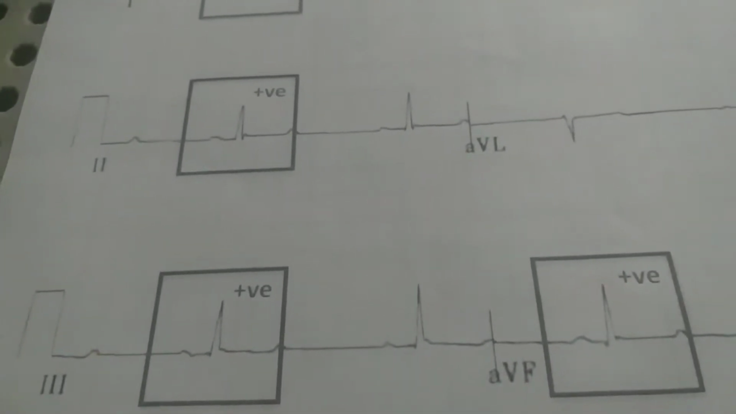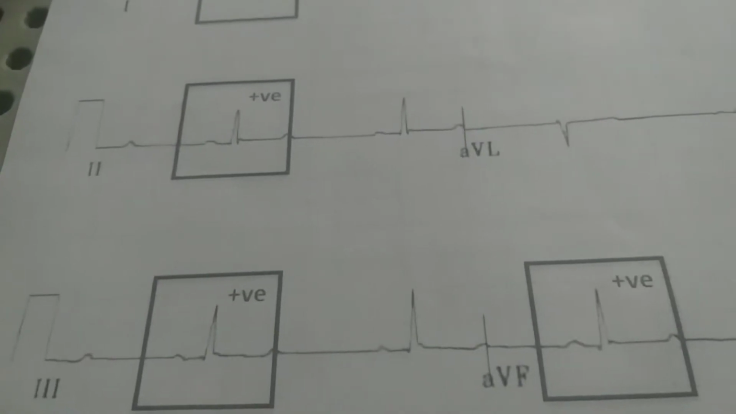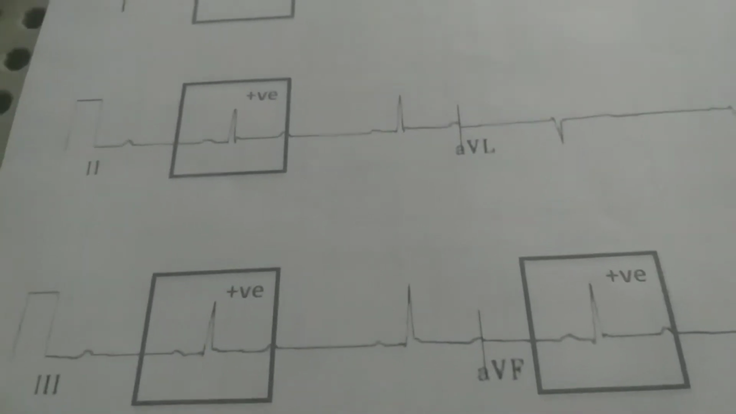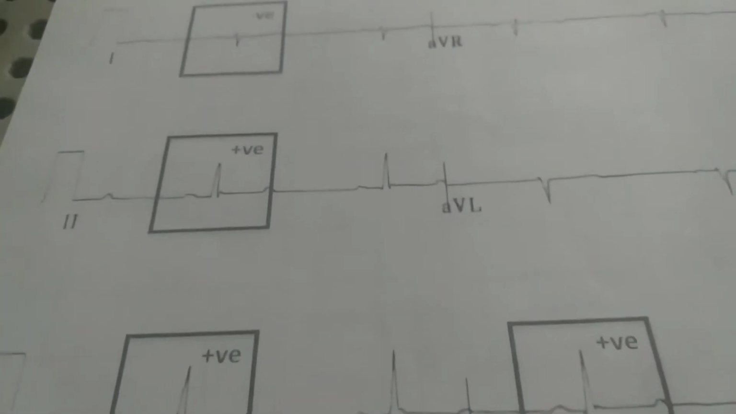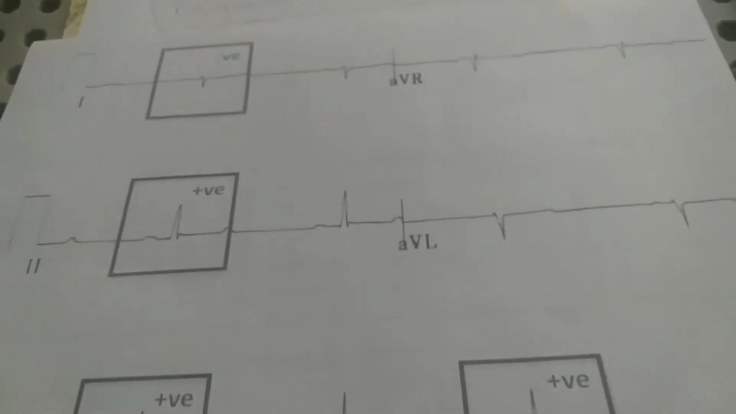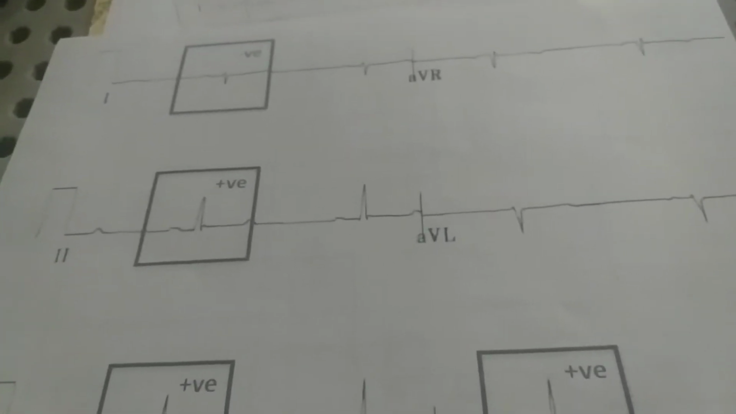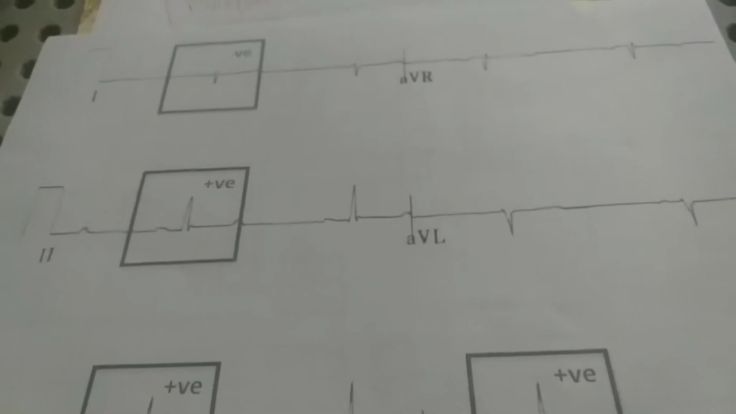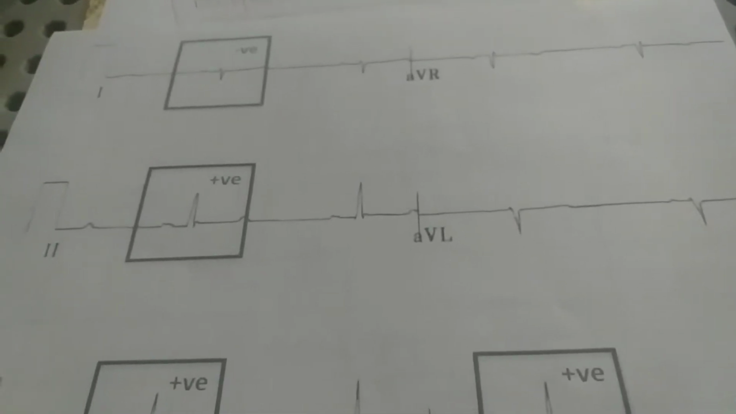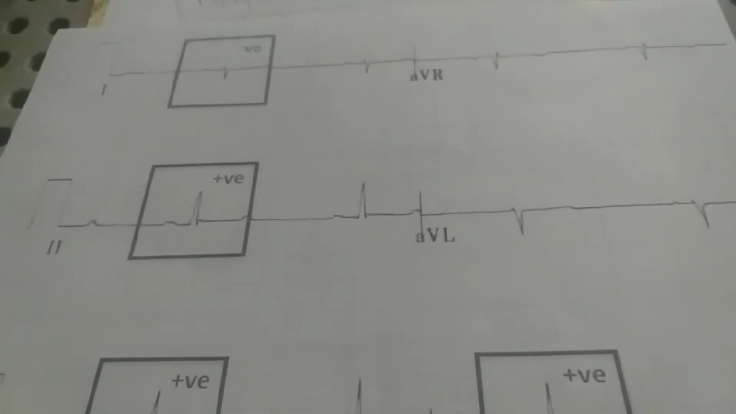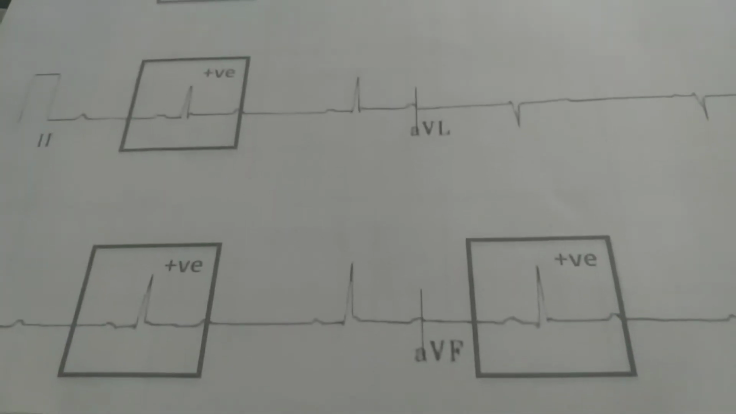It would be less than 0.12 second in duration, or less than 3 small boxes. So, to recap the diagnostic features in the ECG, we see there is a right axis deviation which lies somewhere between +90 and +180 degrees, and lead 1 is negative and AVF is positive.